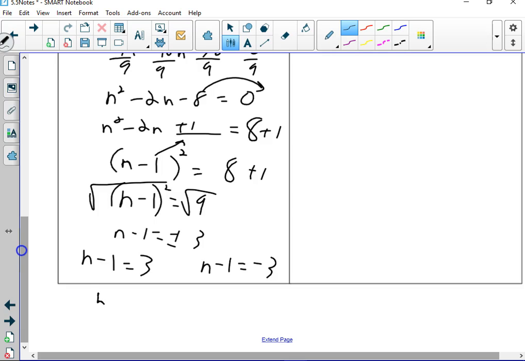Add 1 to both sides. N equals 4. N equals negative 2. And I'm done.